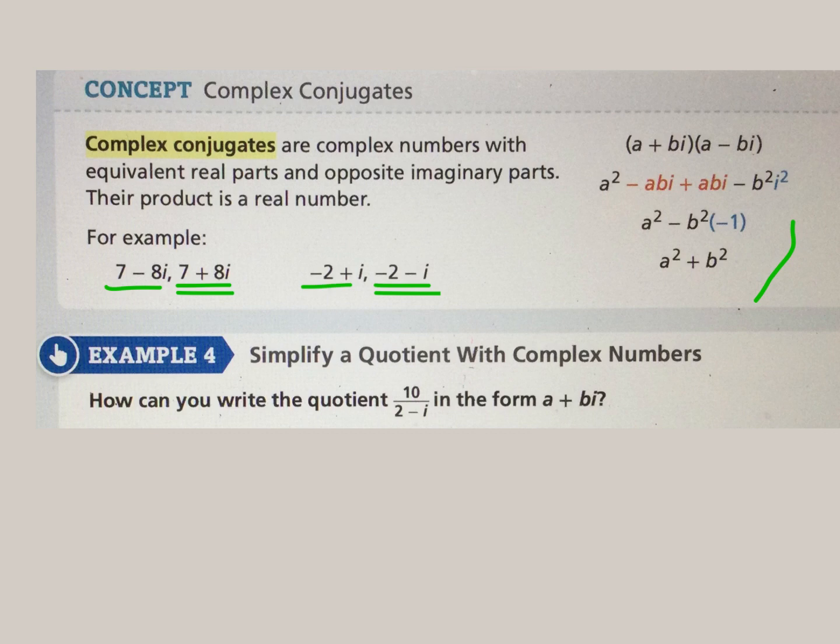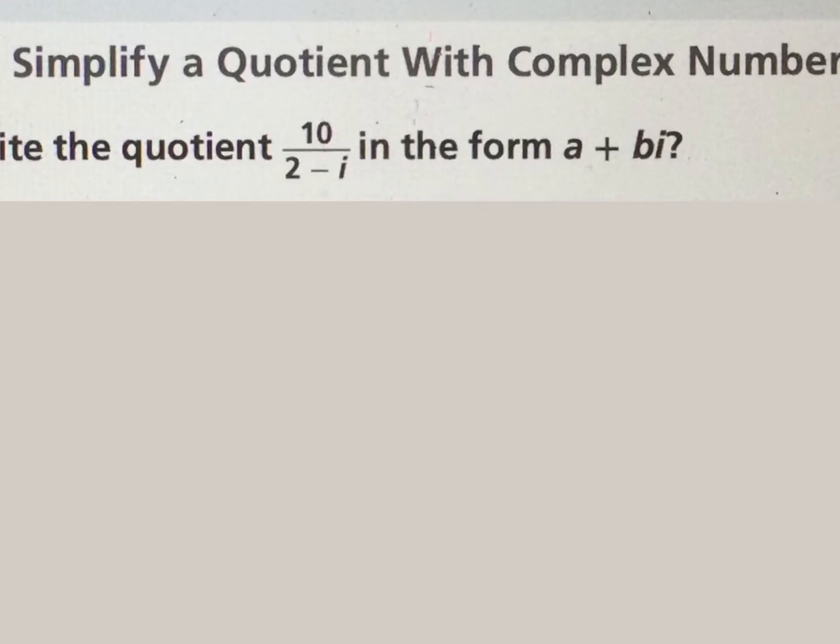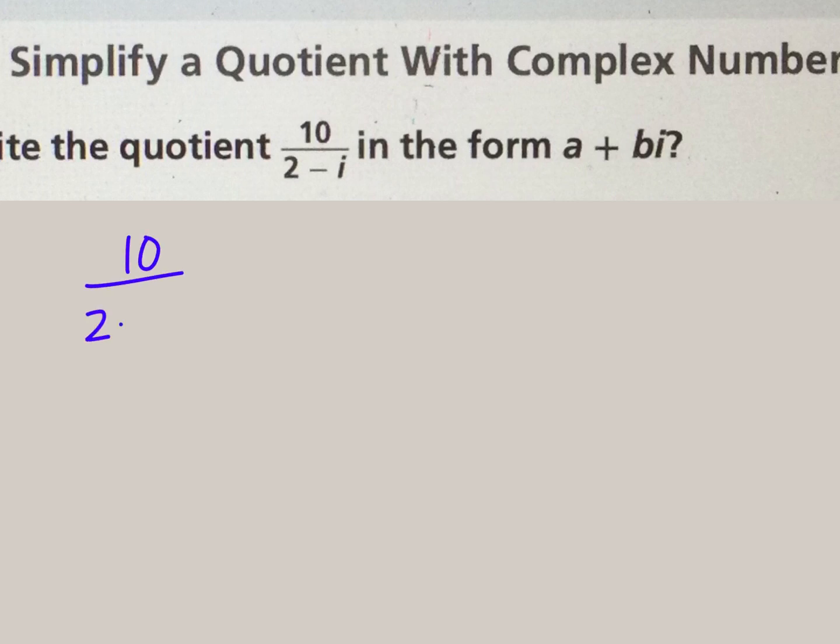So this comes in handy when we're trying to divide with complex numbers. So notice that we have this division problem here, 10 over 2 minus i, and we want to write that in a better form. We don't want i to be on the bottom, basically, is the issue here. So I'm going to start with 10 divided by 2 minus i, and we just said we can eliminate i if we multiply by the conjugate. So what we're going to do here is multiply both the top and the bottom times the conjugate, 2 plus i.